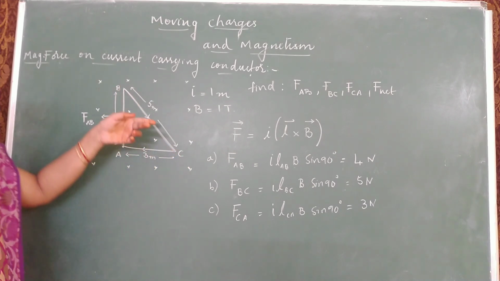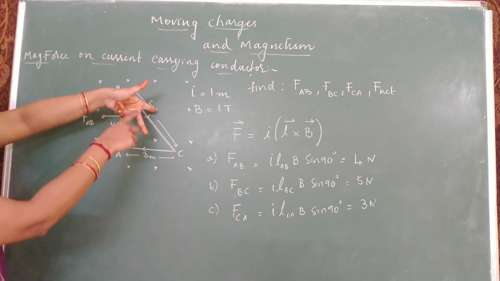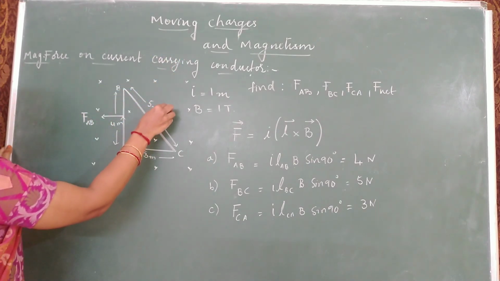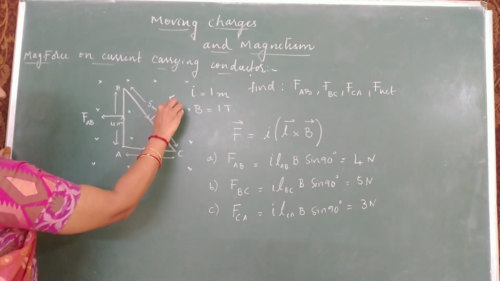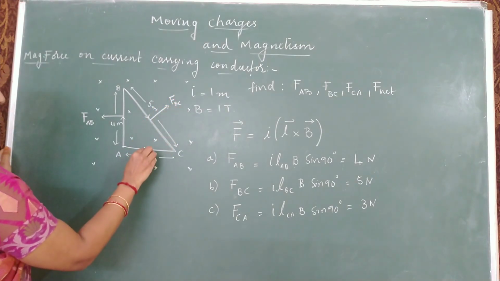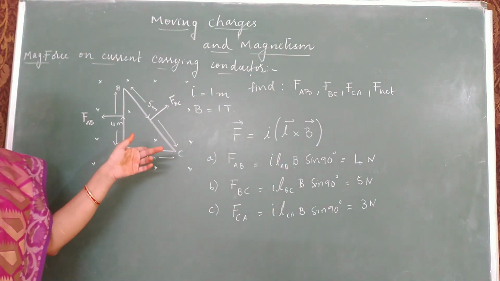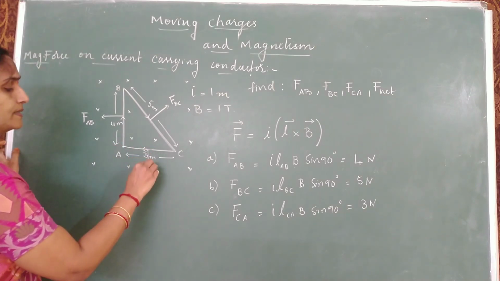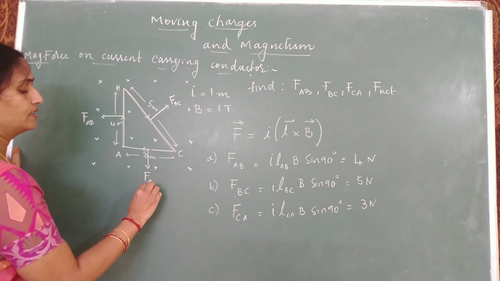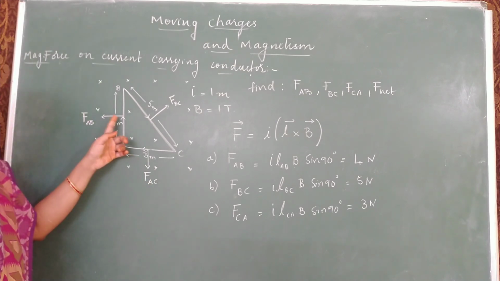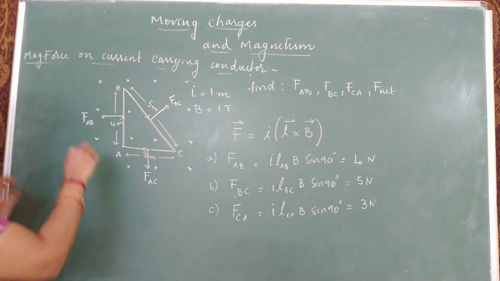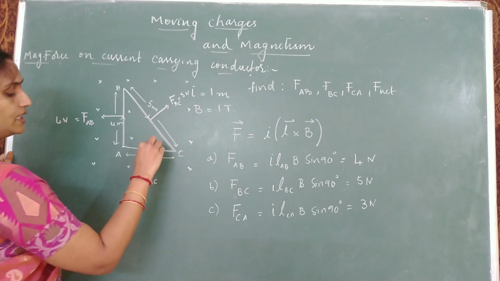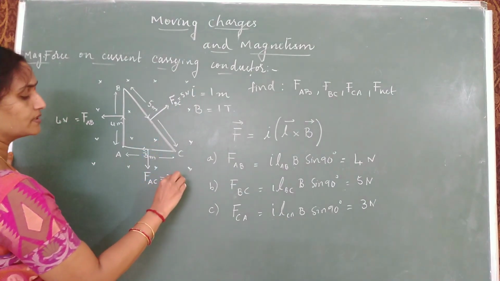Come to BC. The field is inward. The current is along the middle finger. Then the thumb is pointing out, perpendicular to L, in the outward direction. This is the force acting on BC. Come to this conductor AC. The field is inward. The current is towards the left. The thumb is pointing downward. So this is the force acting on AC. We know their magnitudes. The force on AB is 4 Newton. This is 5 Newton. And downward we have 3 Newton.